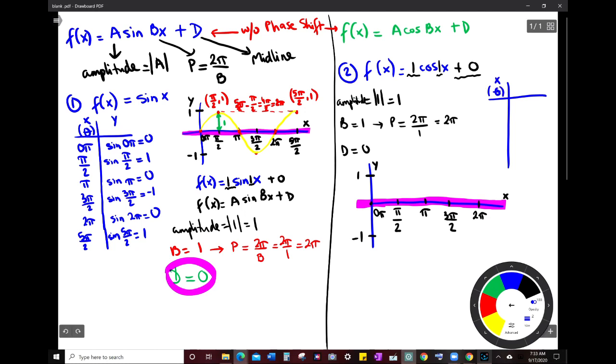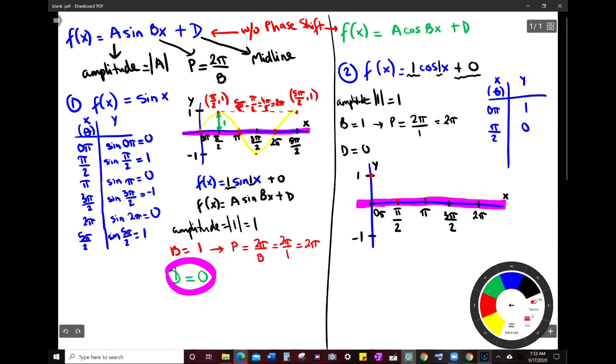So theta and then y. So then 0 pi, I get 1, and then pi over 2, I get 0, and so on. So then I plot these points. 0 pi is 1, pi over 2 is 0.